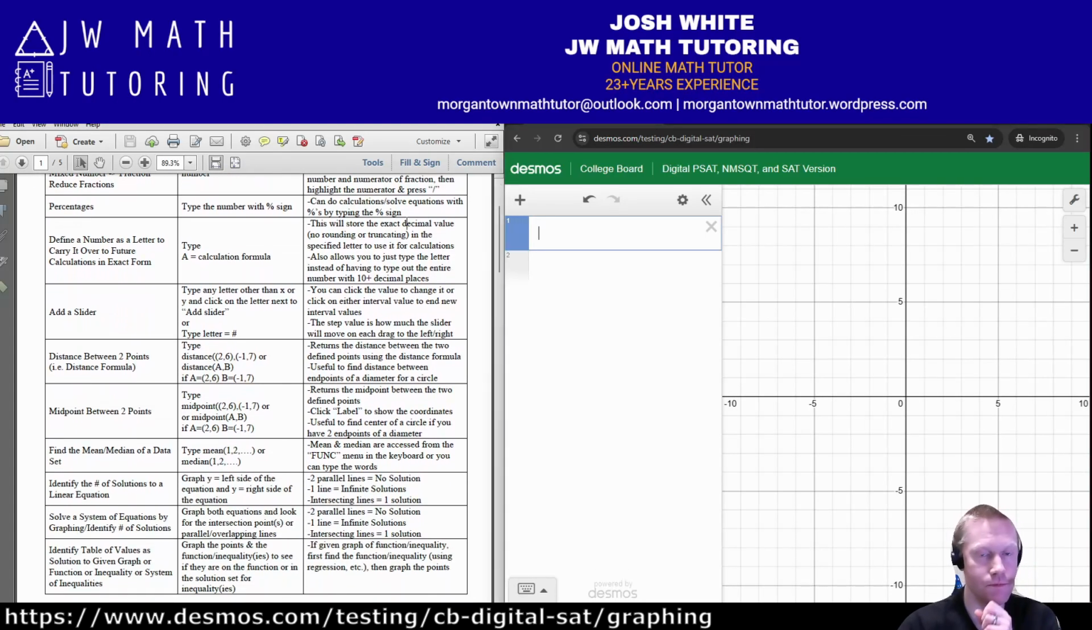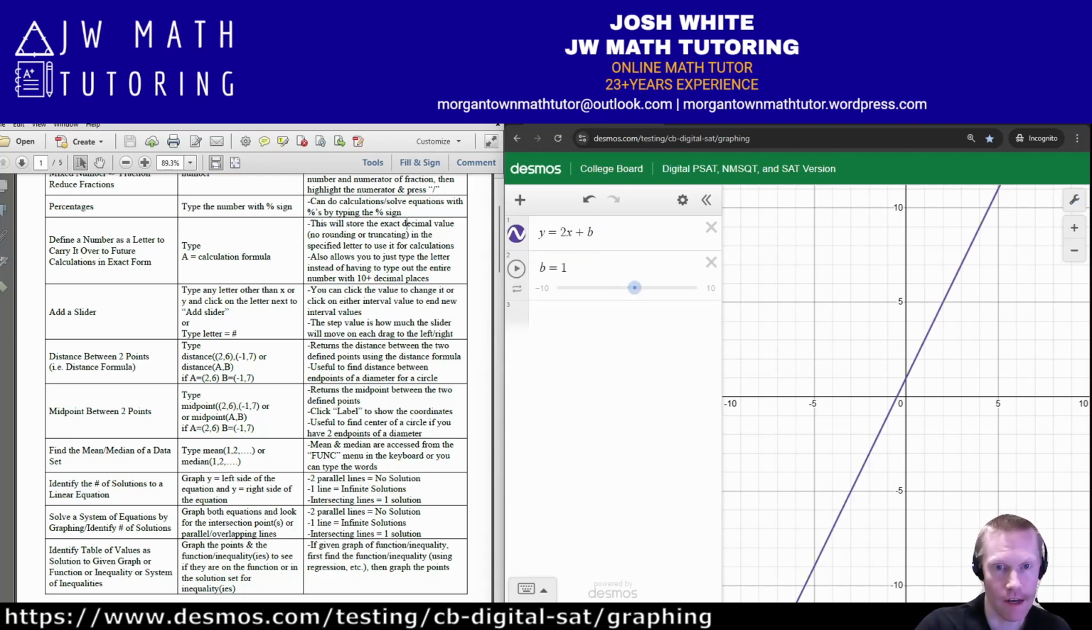A slider is basically just when you add... I'm just going to give an example here. Okay, so I typed y equals 2x plus b here, right? This is basically going to be the graph of a line, the slope of 2. Now I'm going to add a slider for b, and I can move the slider, and notice it moves the graph, right? Because it's changing the y-intercept value of the line.